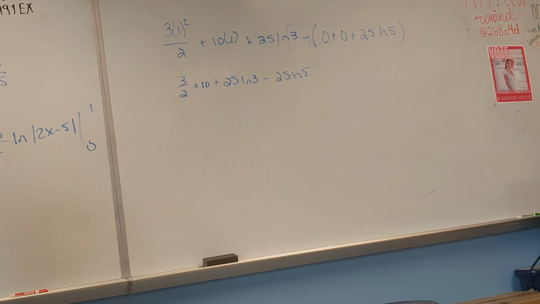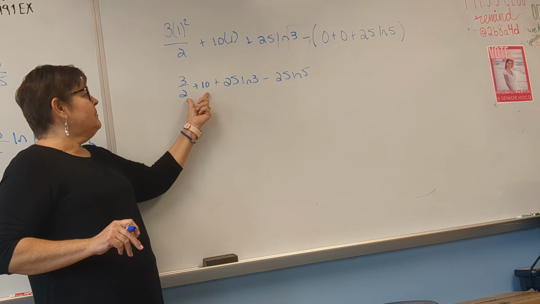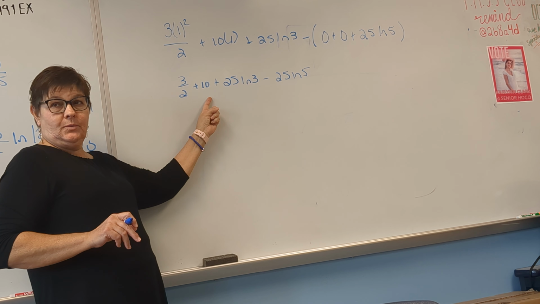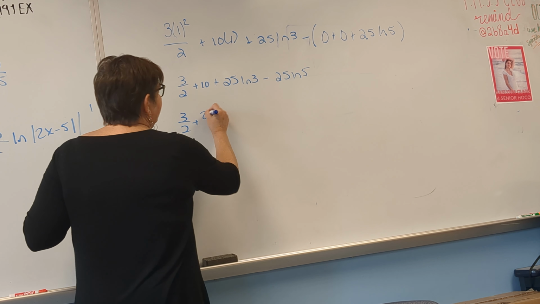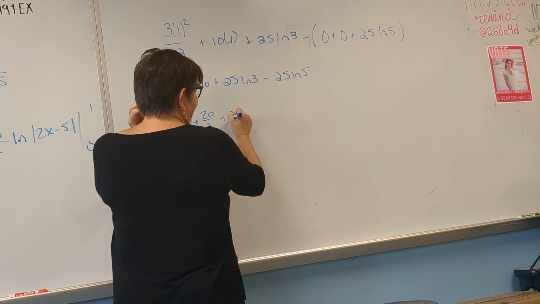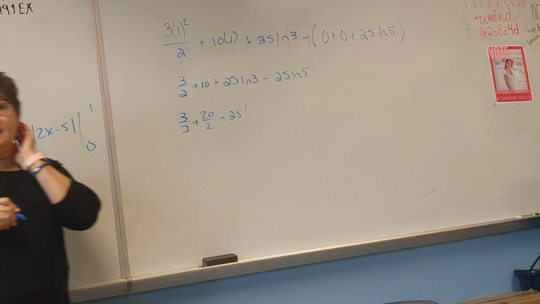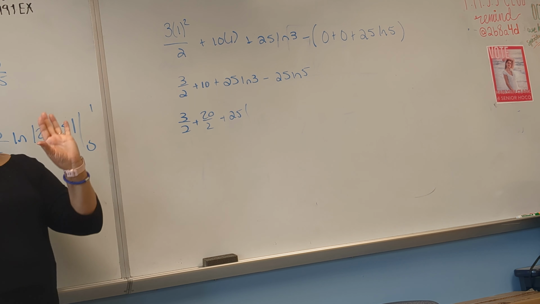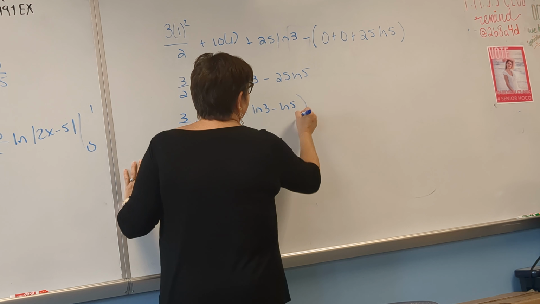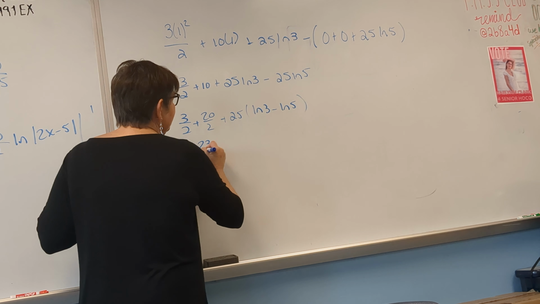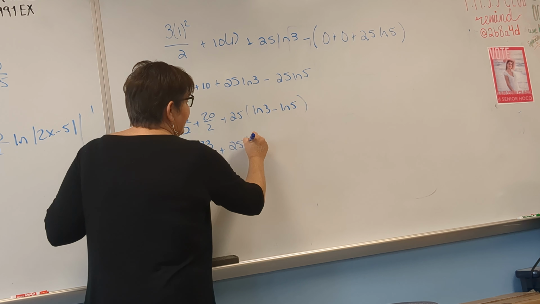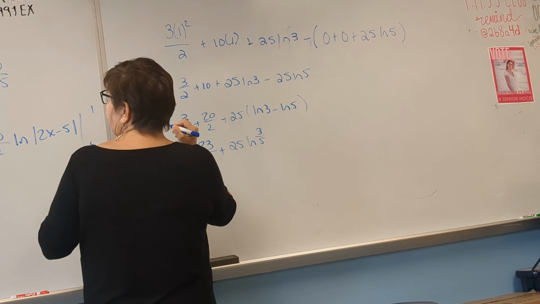Okay, so, are we good? So this here becomes 20 over 2. Are you seeing it now? Yeah. So 3 halves plus 20 over 2. And then I'm going to factor the 25 out. I found that last night. That works out really well. So whatever's in common for that natural log, pull that puppy out. And then you have ln of 3 minus the ln of 5. So here I've got 23 halves. And then the 25 ln of 3/5.